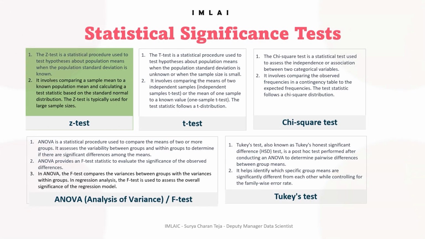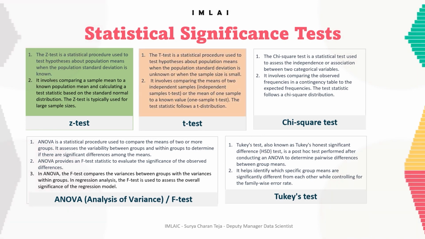So with this, we have completed the z-test and t-test under statistical significance tests, where we are working on univariate selection of features. So we want to select the features using statistical significance test concept. To do that, we have done z-test and t-test. So now we will be moving on to the chi-square test.